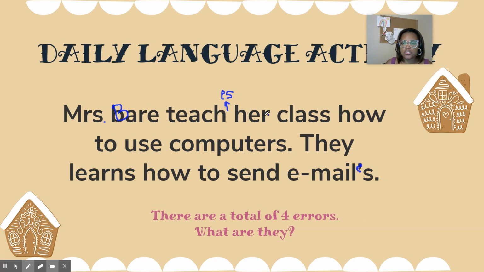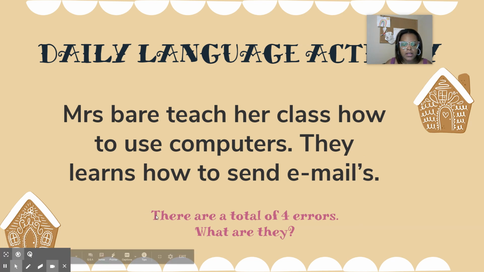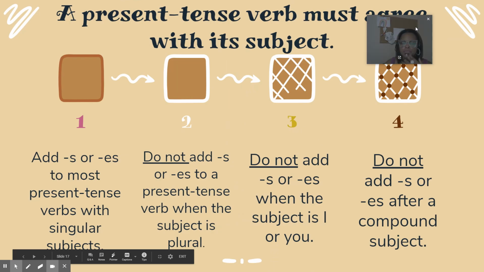So Mrs. Bear teaches her class how to use computers. They learns how to send emails. Oh, they learn how to send an email. Come on, guys. Sometimes I'm not going to mention all the mistakes to see if you're paying attention. This counts as 1 error, 2, 3, and 4. Very good. If you didn't get that right for some reason, go back and look at it again because it's going to keep coming back up. Now let's really get into our lesson, okay?